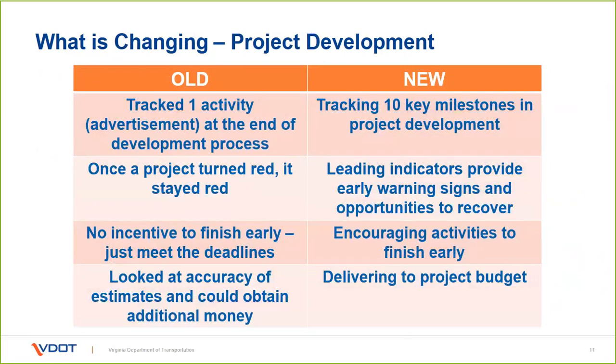Okay, so what's changing here? This is on our project development area as we go through and bring the project up to award. Before, we tracked one activity, advertisement. That was at the end of the process, and now we're going to be tracking 10 as we go throughout. I think that's one of the recommendations that we had on this, to dive a little deeper. Before, if you went red, that meant you were late and it was not recoverable.